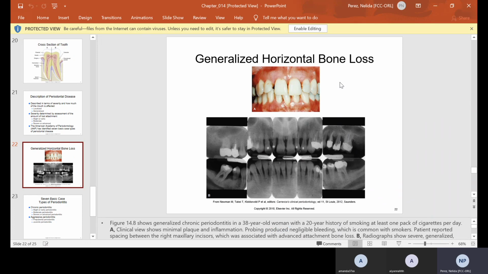How do you get to see this? On x-rays. A lot of times you can notice it just by looking in their mouth from the spaces. But once you take x-rays, this is the bone up here, and this is the coronal portion. The bone should be right at the coronal portion of the teeth. And then the bone is way down here.